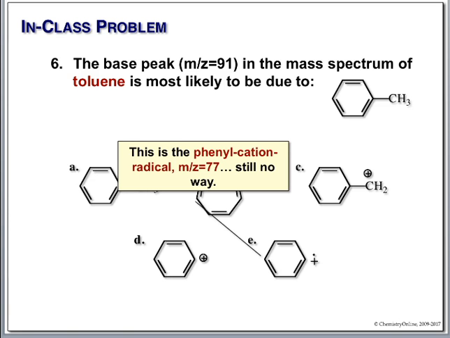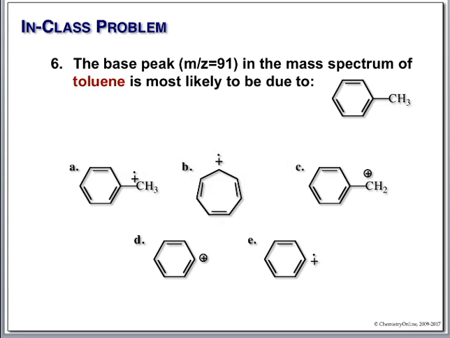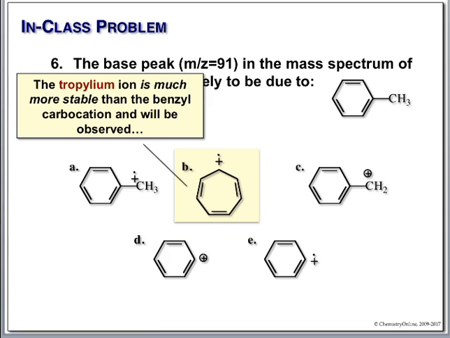So we have two possibilities here. We're looking at tropylium or benzyl. Benzyl is a nice stable carbocation, but tropylium is 1,000 times more stable. The base peak is typically going to be the most stable carbocation that you can form.